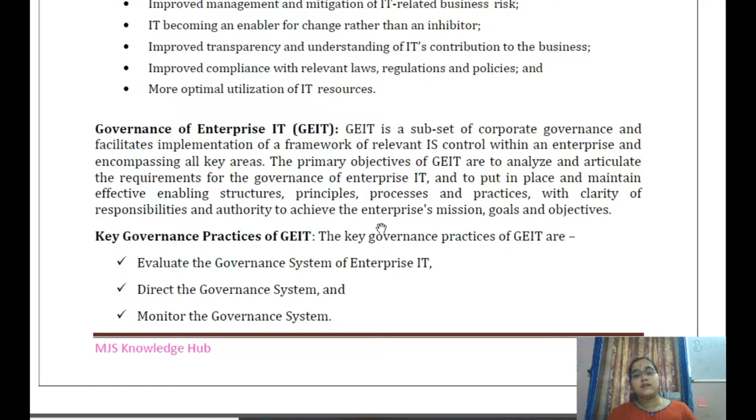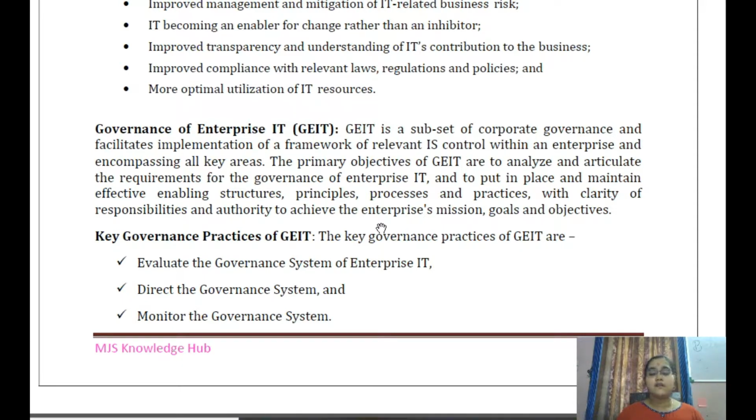So it will try to analyze where its need is required, so as to guard the system from any bad usage, and it will try to maintain the structures and principles, and also specifies the responsibility of who is going to maintain it, and then help the enterprise in having good governance in terms of enterprise IT. So this is what we are going to do.